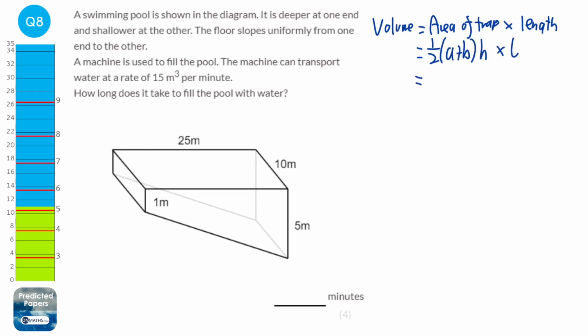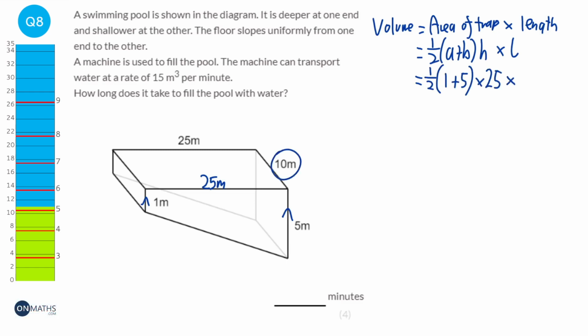Now a and b are the two parallel sides, which will be this one and this one, and then the h is the perpendicular line that hits both of them at 90 degrees. So what perpendicular means, between the bases. So this will be the 25 meters here. So it's going to be half, and then we're going to add 1 and 5, times that by 25. The length is how 3D it is, so it would be that 10 there. So we're going to times that by 10, and that will give us 750. So it's 750 meters cubed.